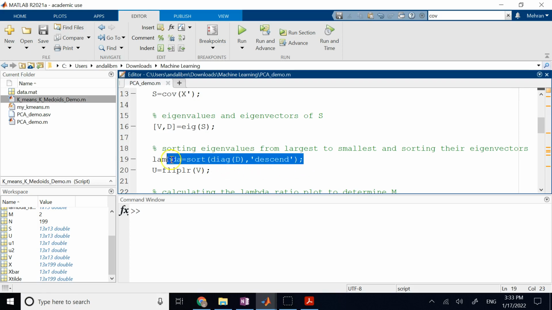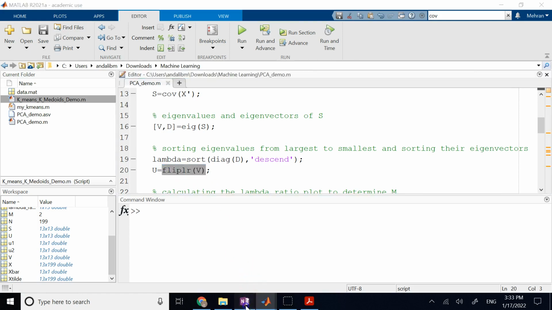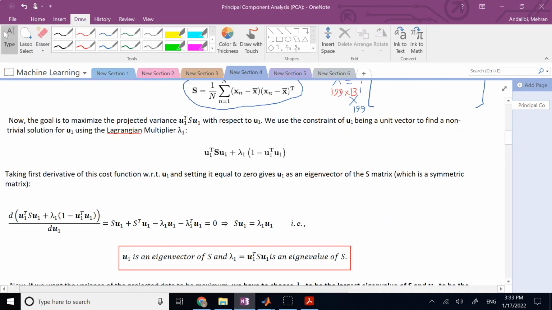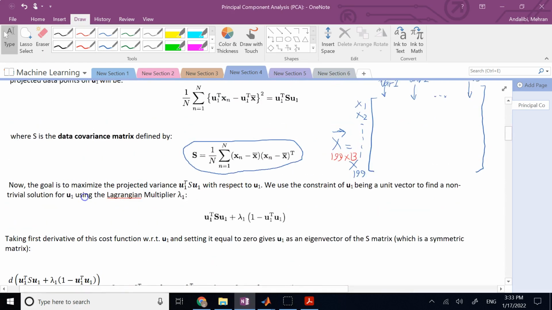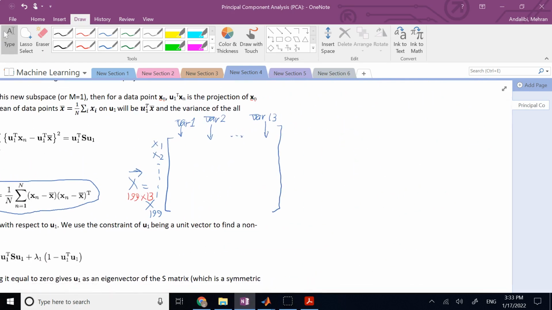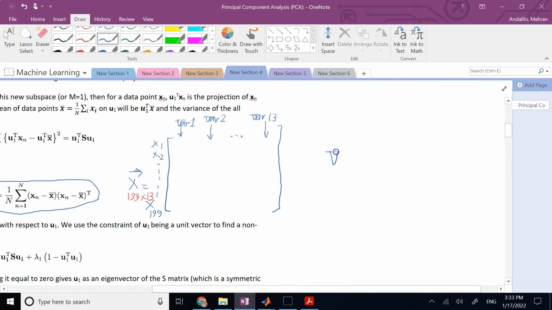And because I did that, then the V, which has all the eigenvectors, since the elements of D are flipped, I have to change all of the elements in V as well, all of the eigenvectors in V. That's why I do a flip left, right of the V matrix, okay? Because that way I can keep the order. Again, remember, this V is like U1, U2, all the way to UD.